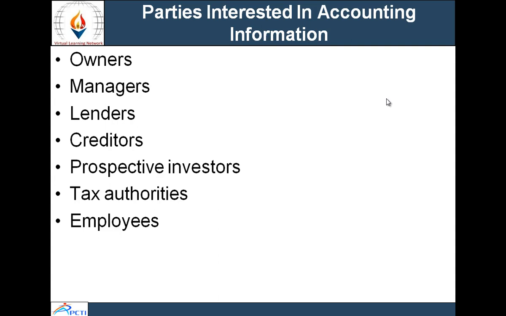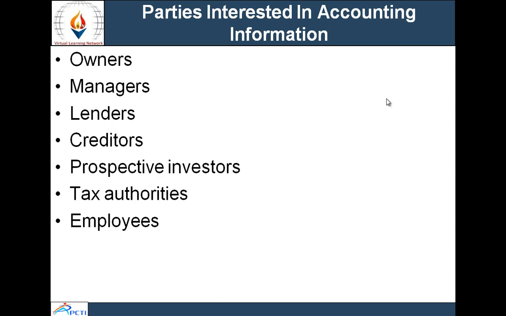Next is prospective investors. A person who wants to become a partner in a firm or a person who wants to become a shareholder of a company would like to know how safe and rewarding the proposed investment would be.